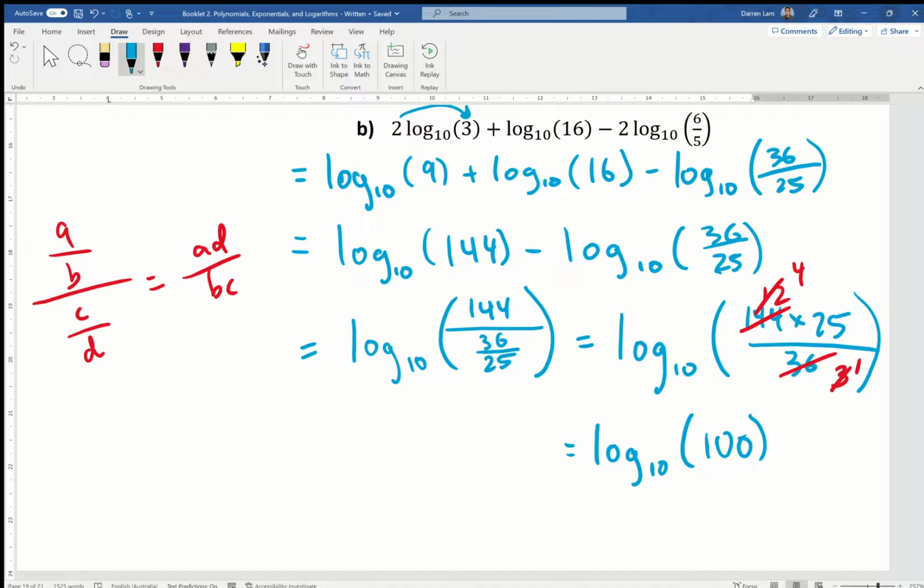10 to the power of what gives you 100? Of course, that is 2. So we end up with an answer of 2.